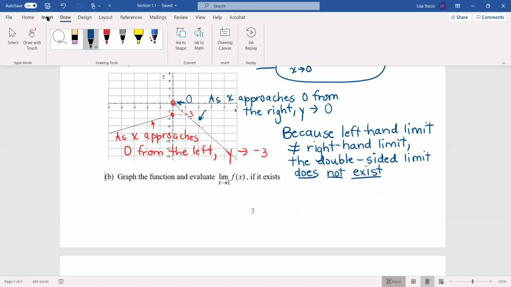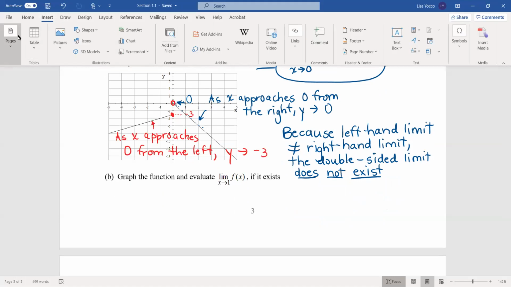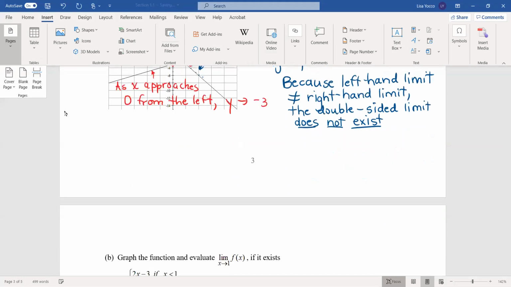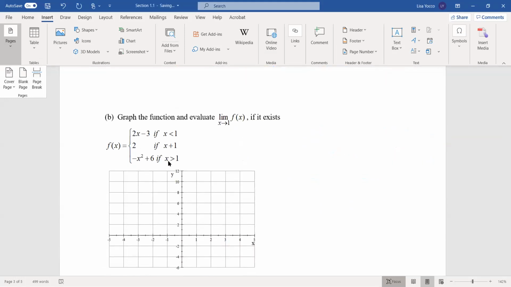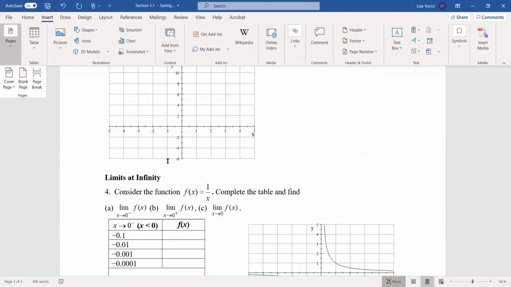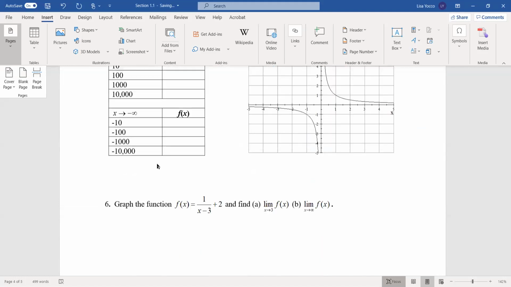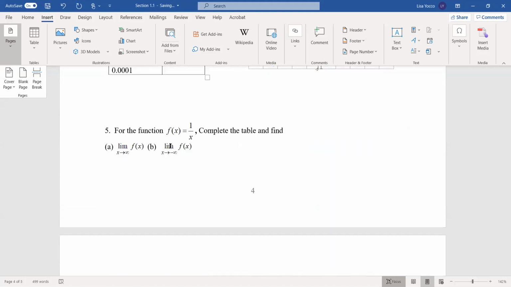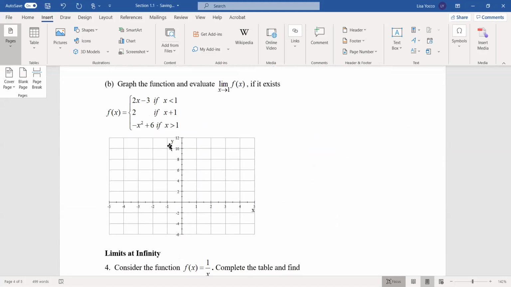Okay, part B. See how much I've got to go to do here. Okay. All right, for part B, we're asked to graph the function and then evaluate the limit. That should be an equals. Okay, so remember we graphed a piecewise function last time. This is how you would input this in your calculator.